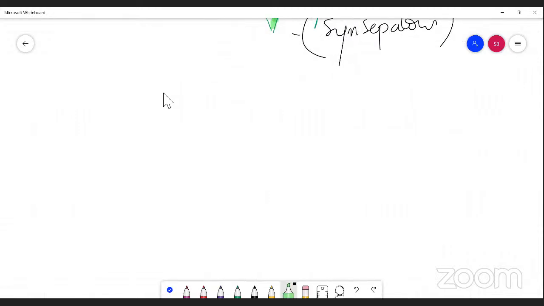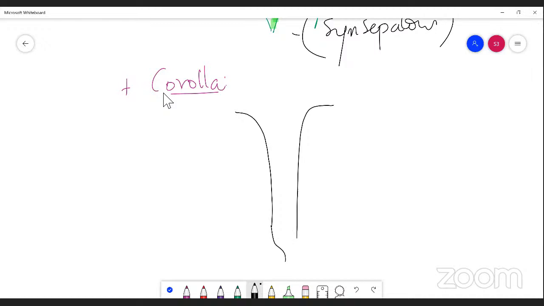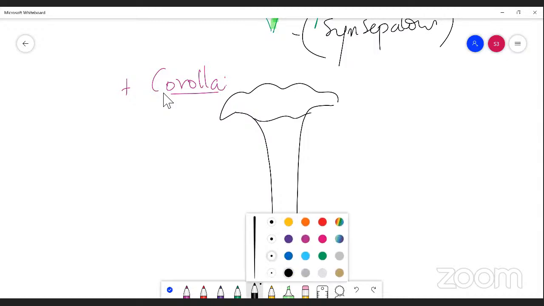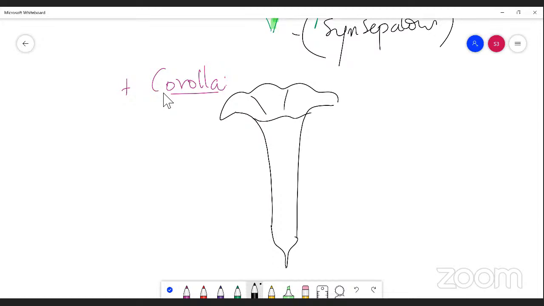Okay, next we pass on to the corolla. Here, this is the corolla. If you take a hibiscus flower, in Datura metel you find this kind of structure, right? This is the Datura metel corolla. It is white in color, greenish white. Sometimes the margin of the flower may be greenish in form, right?